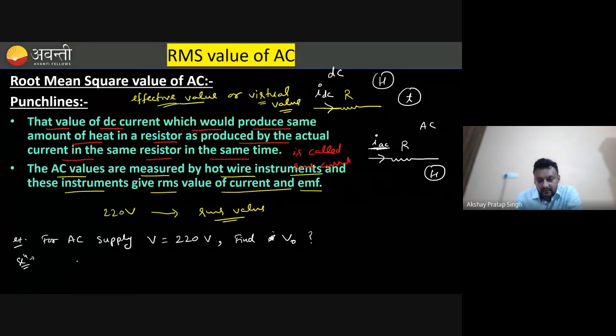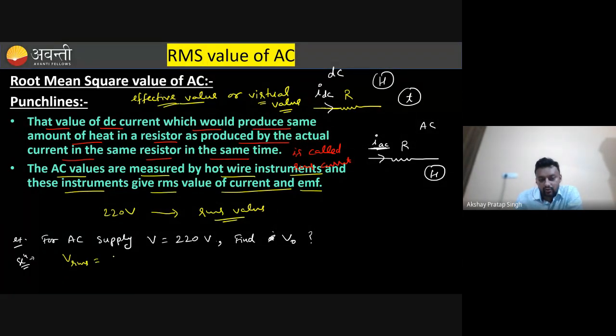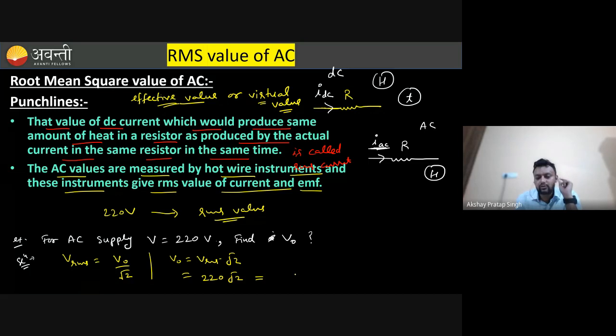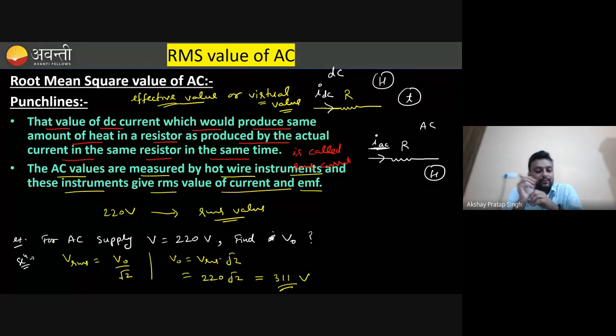We have seen that VRMS is equal to V naught by root 2. So V naught is equal to VRMS into root 2. VRMS is given as 220, so 220 root 2. Now, you need to remember that if you put the value of root 2, you will get 311 volt approximately. And you need to remember this value. Good students always remember these values while calculating numericals. It will help you a lot.